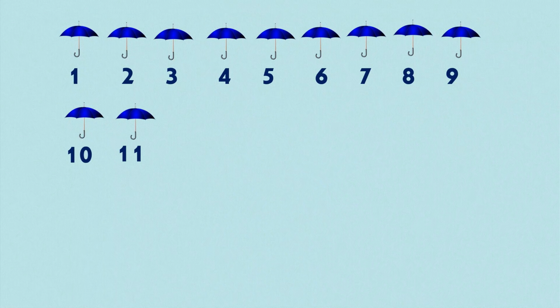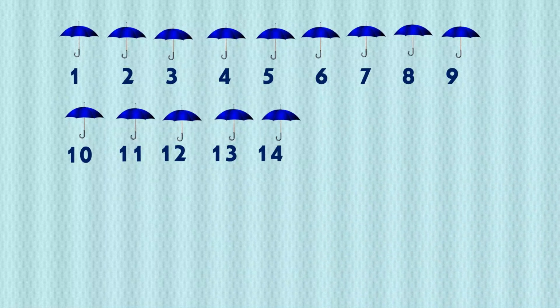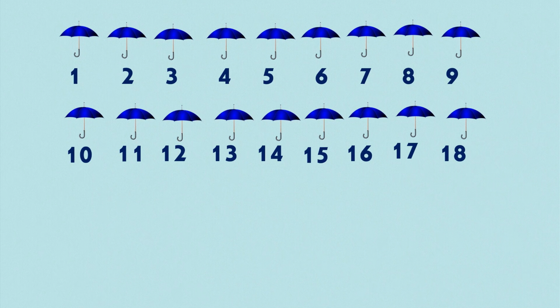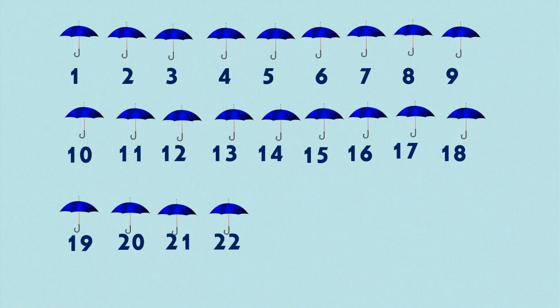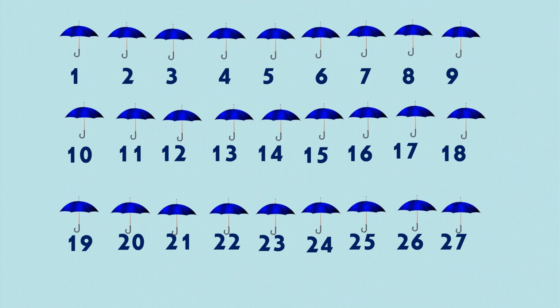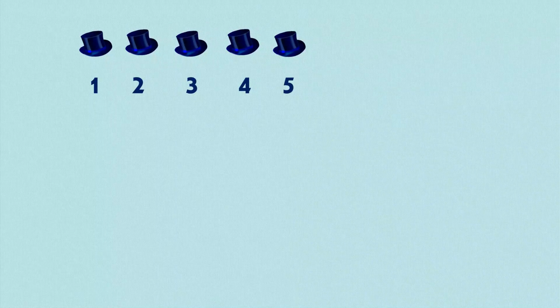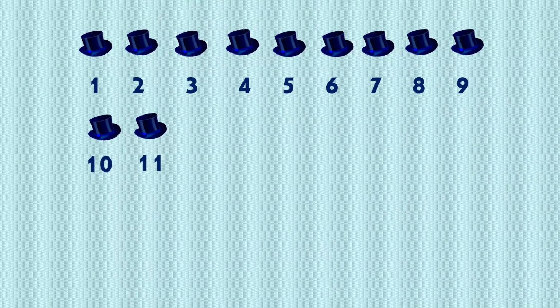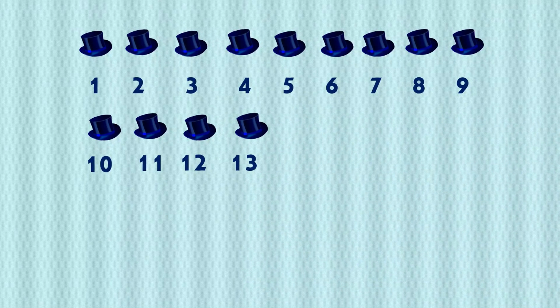0, 1, 2, 3, 4, 5, 6, 7, 8, 9, 10, 11, 12, 13, 14, 15, 16, 17, 18, 19, 20, 21, 22, 23, 24, 25, 26, 27. 27 umbrellas. 27.